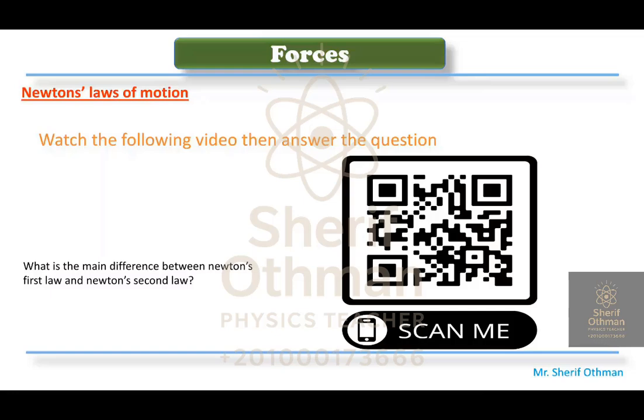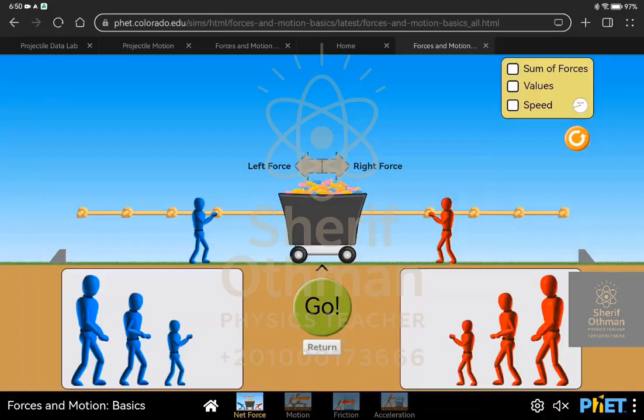Okay, guys. Now you can scan this QR code, watch the video, and tell me, what is the main difference between Newton's first law and Newton's second law? As we said before, guys, if we have two forces applied on an object, and this object is at rest, then after applying these forces, this object will keep its stationary state. It will not move.